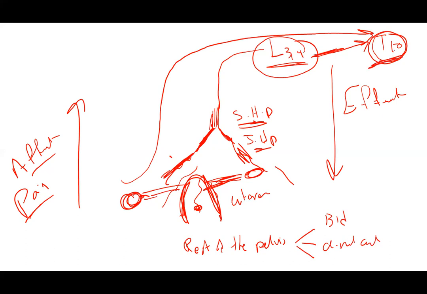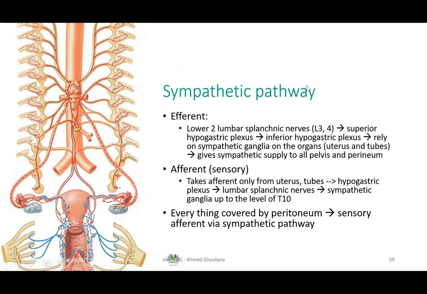Is this clear now, Dr. Hassan? T10 is a very important marker for you here because this is the level of blocking of epidural anesthesia, okay? Had it not been like this, epidural anesthesia would have been of no benefit at all. So this is a sympathetic pathway. The last line is important because you need to remember this in the exam: everything covered by peritoneum, sensory pathway will pass. Covered by peritoneum means the tube, ovary, and body of the uterus. Transmits pain through the inferior plexus, superior plexus, to the spinal cord, all the way to the level of T10.